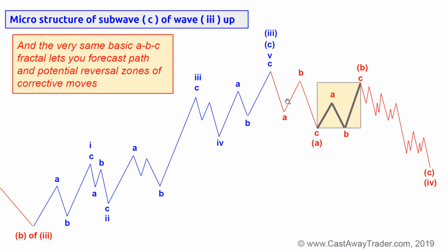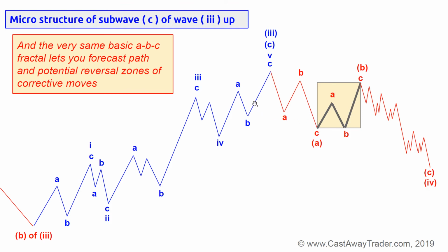Again, we first get a micro ABC down that becomes our subwave parenthesis A, then we get ABC up that becomes our corrective subwave B up, and then we get the very final drop in subwave parenthesis C of parenthesis 4. In many cases that subwave C of parenthesis 4 is stronger than the first ABC move down because it has an impulsive structure. It is subdivided into 5 microwaves, and that first move down very often comes as a shallow ABC.